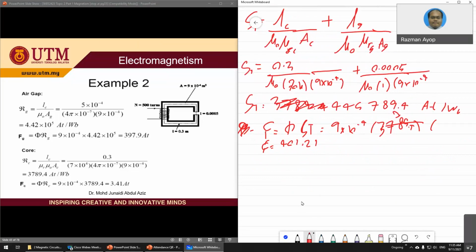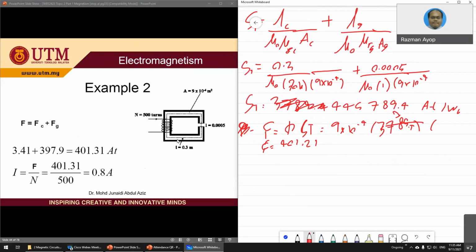And what is the question again? They ask you to find the current, right? So remember F equals Ni, and then I is just F divided by N. So 401.21 divided by number of turns, which is 500. So you get 0.8 ampere. So that is how you solve this question.